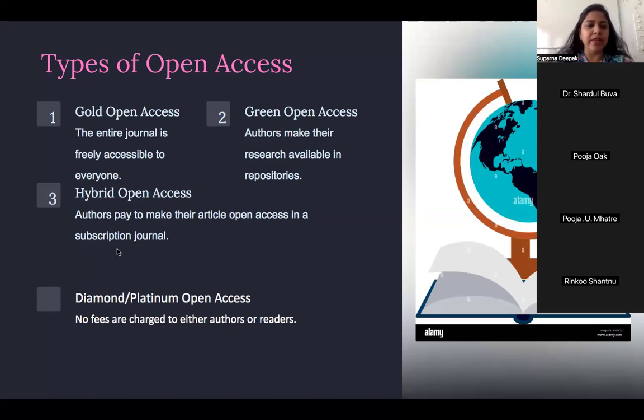Now this is the next one. The third one is what we are looking for: hybrid open access, where a journal has hybrid rules. That means they have two types of options. In one option, if the author wants, they can pay and make the paper accessible to everyone.